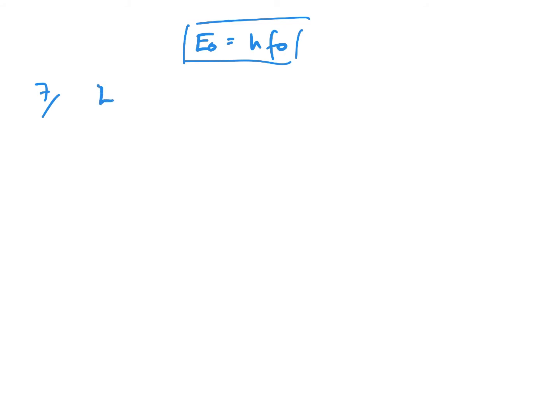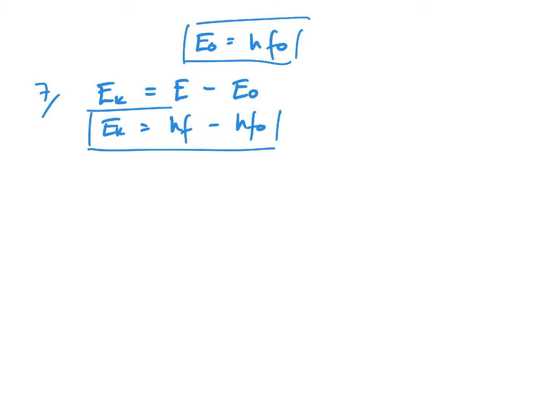So simple conservation of energy is that Ek is equal to the energy of the photon you put in minus the energy that's required to release the electron. But that's usually then written as HF minus HF naught, using the two equations we've just introduced. So that's how it appears in the formula sheet. So Ek is the kinetic energy of the emitted electron.